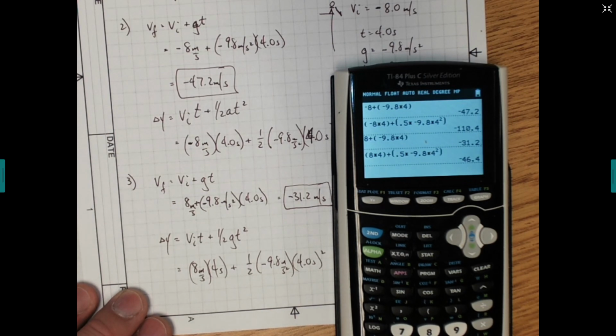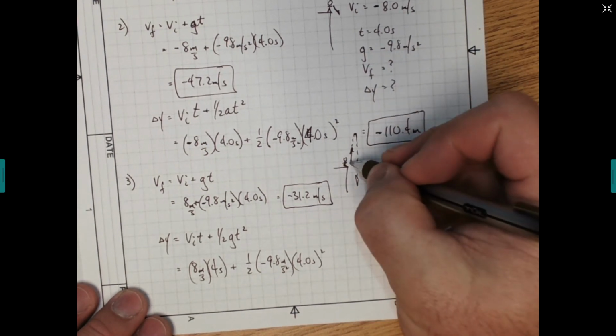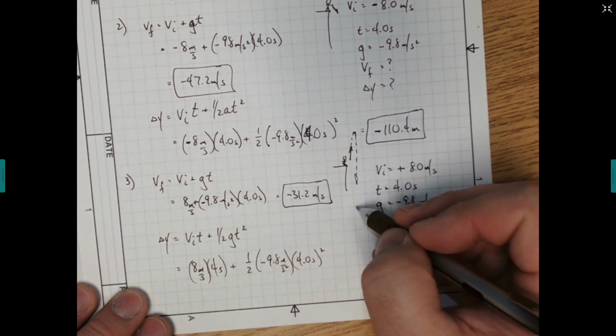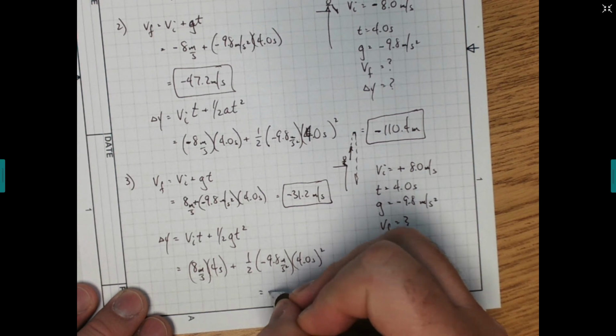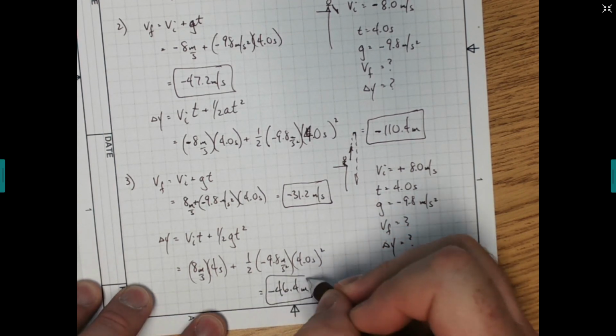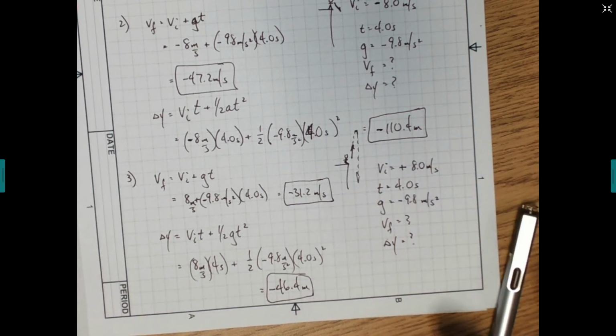We only moved 46.4. So we didn't go as far because during part of that time we were going up. And so we're still below where we started because we're at negative 46.4. So we're still below where we started, but not as far as we used to be because part of our time was spent going up.